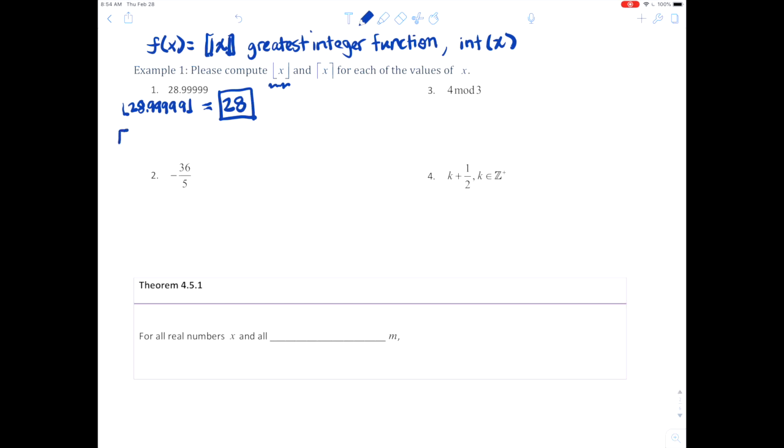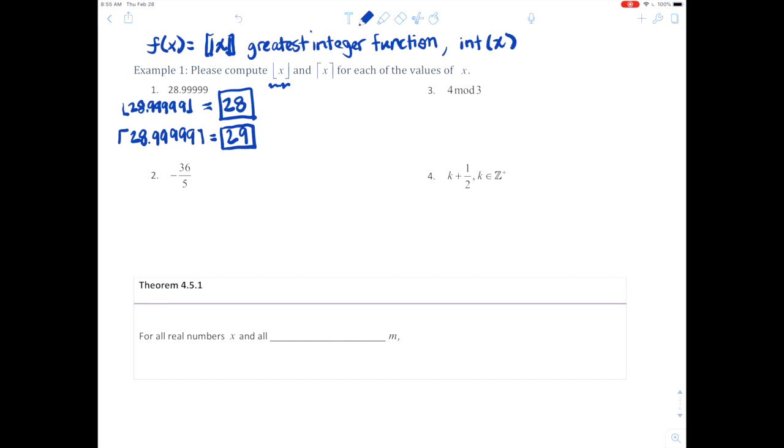The ceiling of 28.99999 is going to be beautiful. 29, because that is the integer that's either equal, and the other, this wasn't an integer, or in this case, to the right, greater than 28.99999. Okay, be careful on the negative.